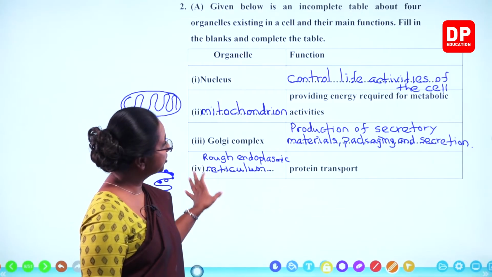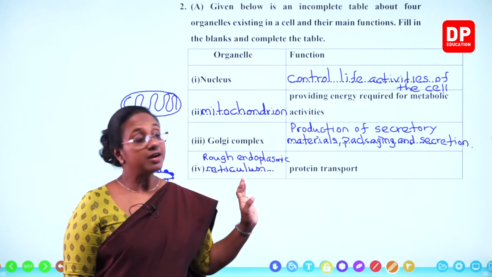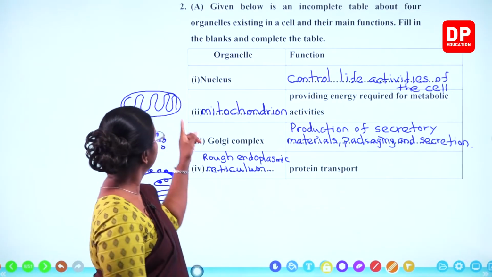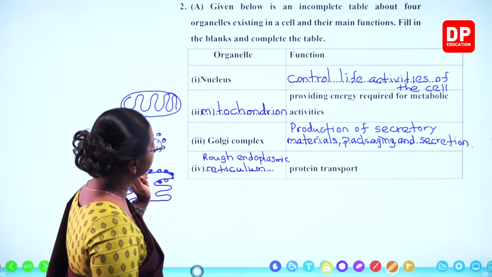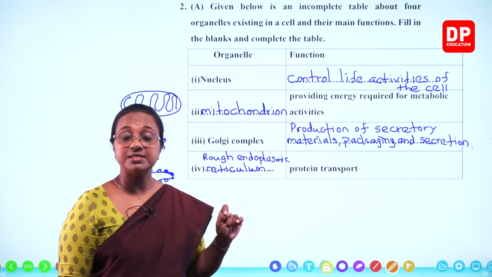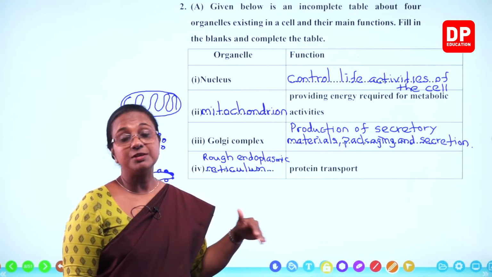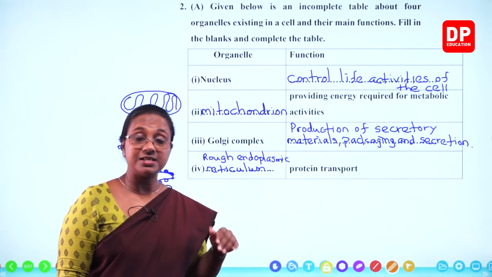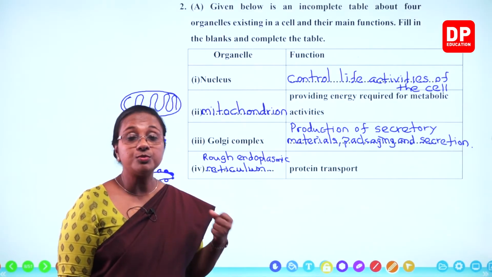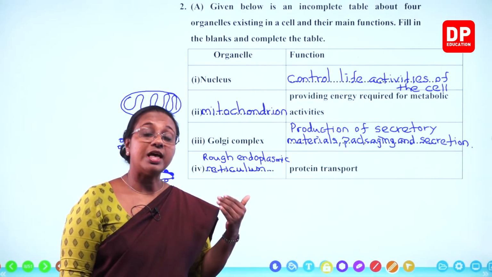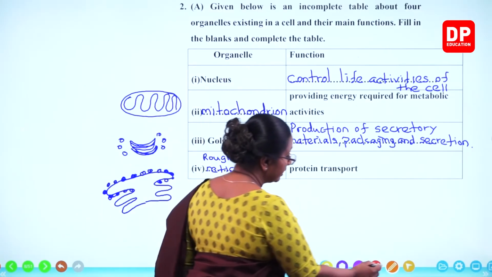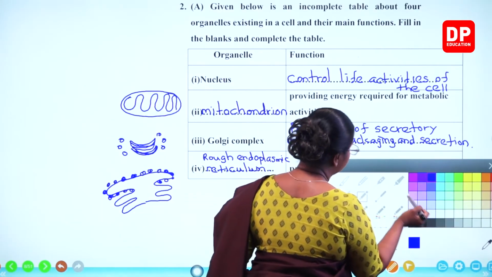So, this is the question where you need to write the functions or the organelles related to the functions given to you. So, the first one is given as nucleus. I have given the answer, control life activities of the cell. That is the main function. But at the same time, as you all know, there is the DNA or chromosomes present in the nucleus. So, they actually store genetic information. So, if you write that answer also, you will get marks.